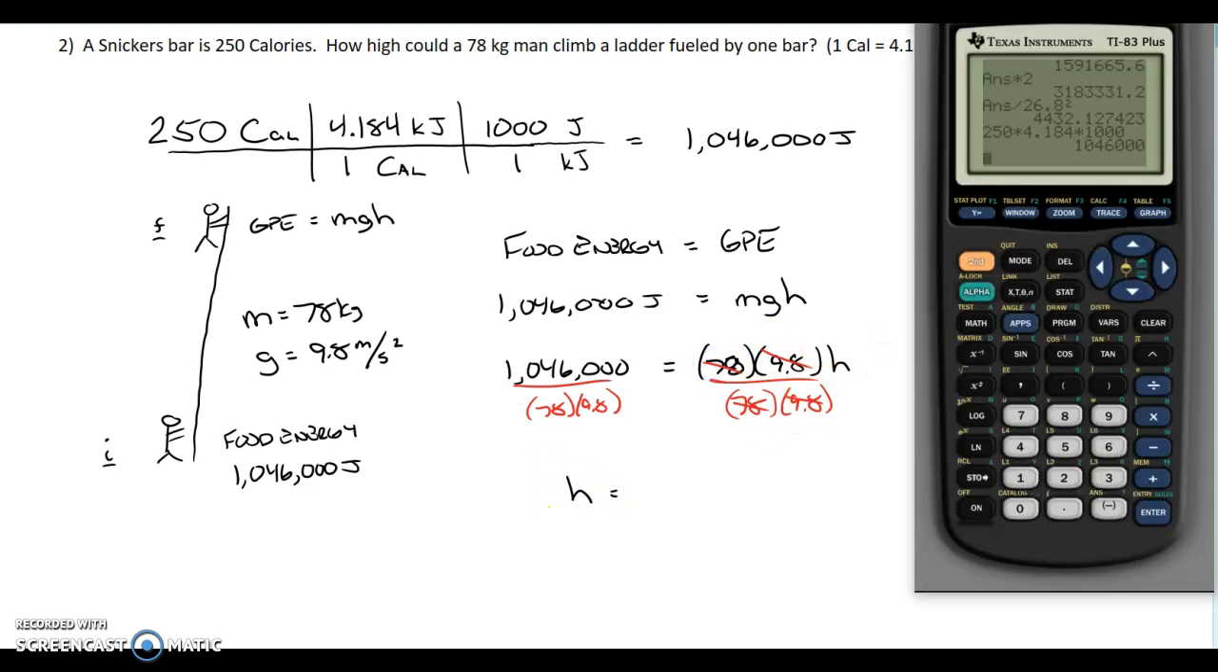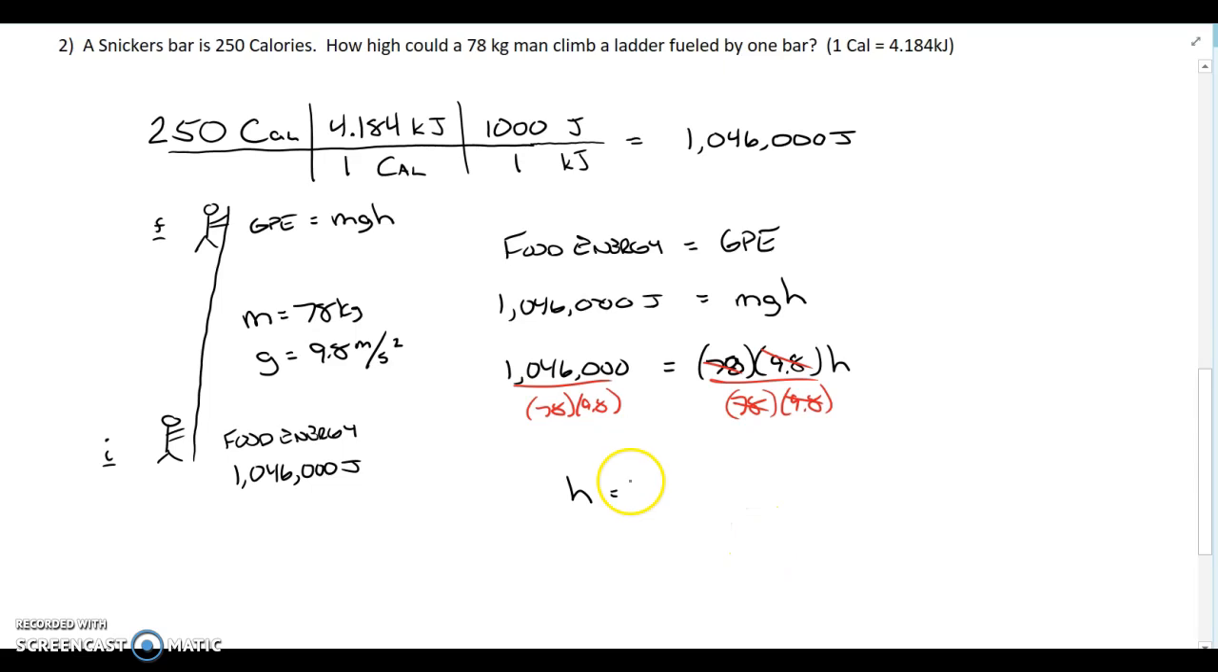When we plug it into our calculator, I'm going to divide. I'm going to make sure I have parentheses so it divides by the entire denominator. And I get a height of 1,368. And because I'm dealing with joules, meters, kilograms, and seconds, then my answer for height should be in meters.